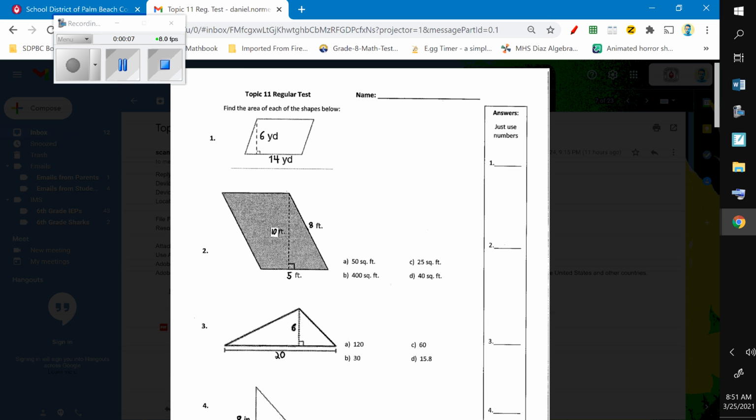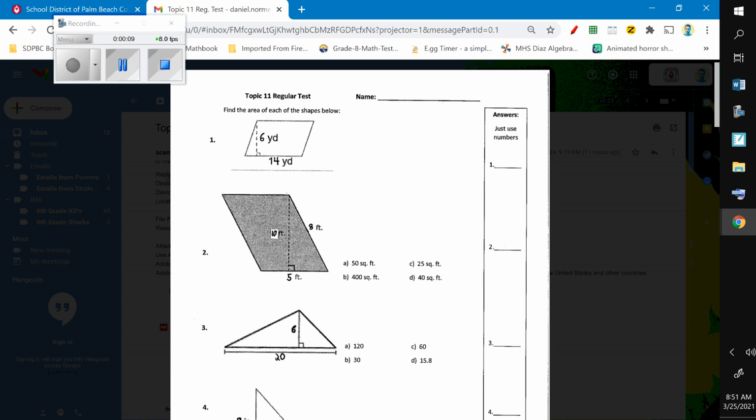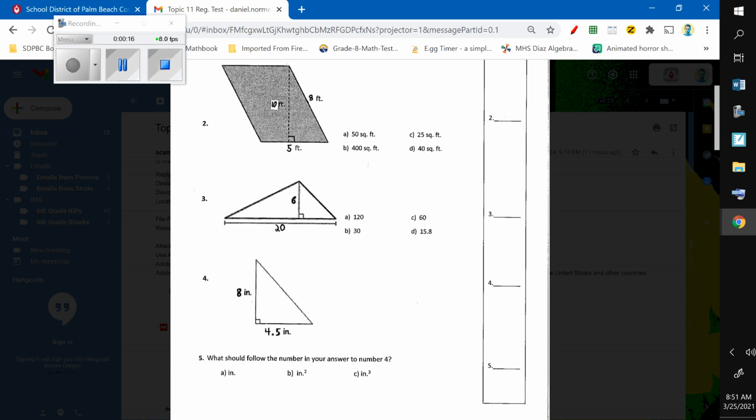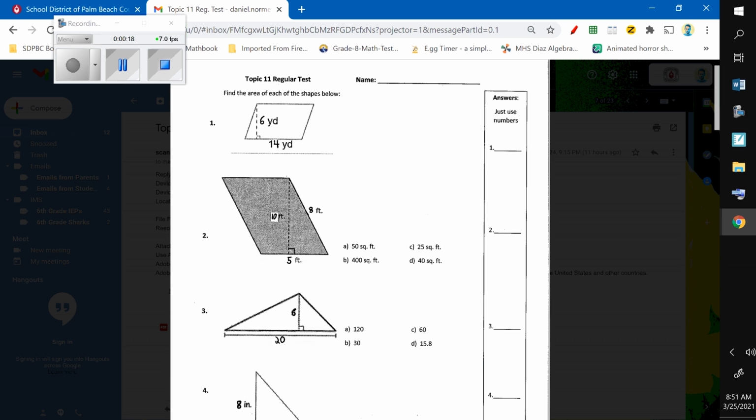This is just me going over the test to make sure that you understand the questions. I'm going to be reading them to you and the answers. So for the first page, questions 1, 2, 3, and 4, you're just finding the area of each of the shapes below.